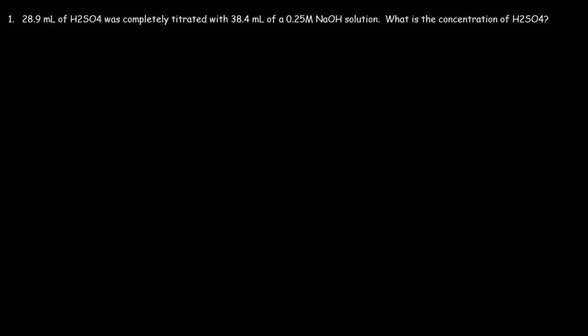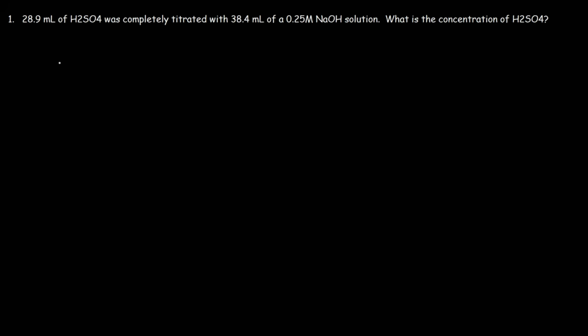28.9 milliliters of H2SO4 was completely titrated with 38.4 milliliters of a 0.25 molar sodium hydroxide solution. What is the concentration of H2SO4? So how can we find the unknown concentration of this acid? There's two ways in which we can do this. We could use stoichiometry to get the answer, or we could use an equation. Let's do it both ways for the sake of learning.